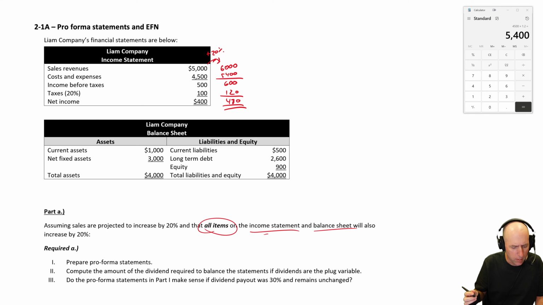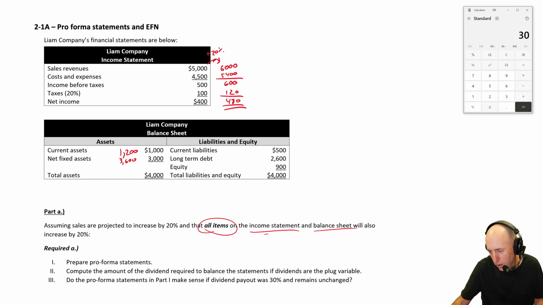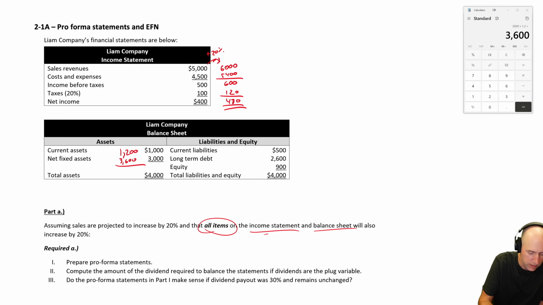Let's look at our balance sheet now. If everything goes up by 20%. Current assets going up by 20%, what does that look like? Well, they're going to go up to 1,200. That's 20% more than 1,000. The fixed assets are going to go up to 3,600. And again, that's just 20% more, 3,000 times 1.2. So pretty straightforward what we're doing so far. I hope it is anyway. 1,200 plus 3,600 gives us 4,800. There we have it. Our current liabilities going up by 20%, 500 plus 20%, well, that's 600.